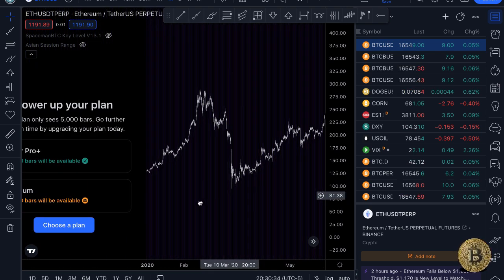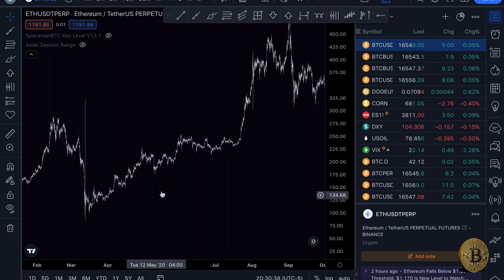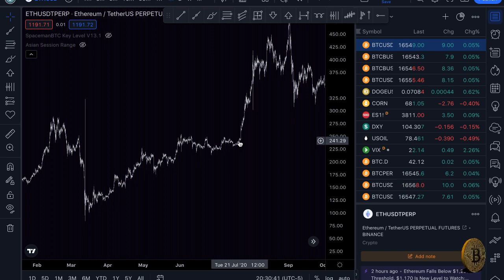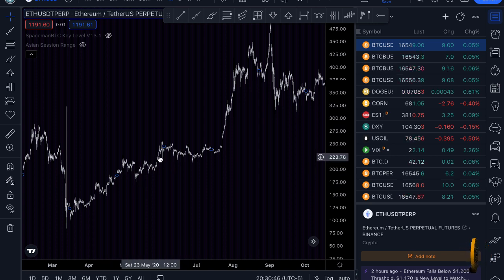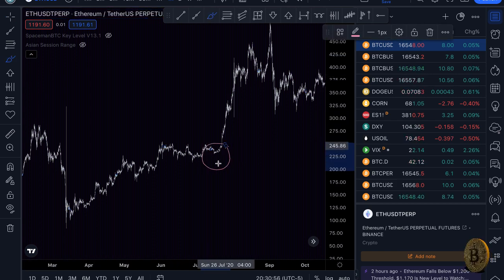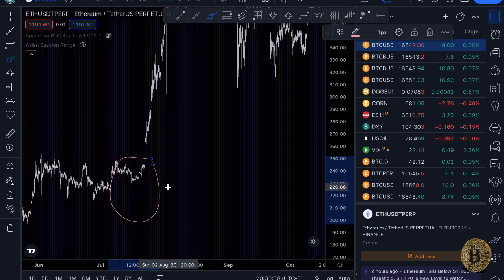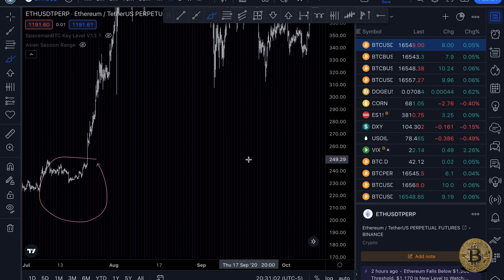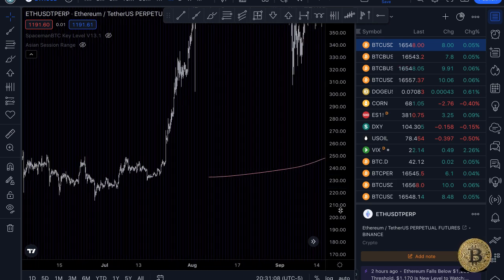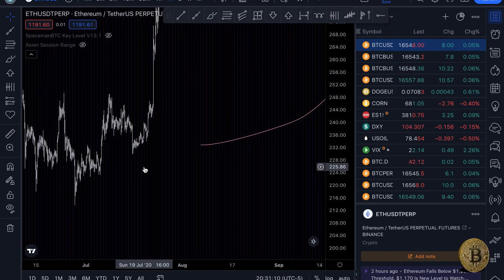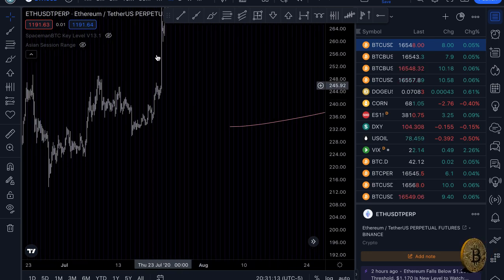So this one's a little tricky. I think that this area is more important. You know, July, I think there's a lot of manipulation back here, price just chopping around. But this is where we really broke that structure. So when you zoom into this head and shoulders here, you can see pretty clearly that this impulsive move was started with a head and shoulders pattern.